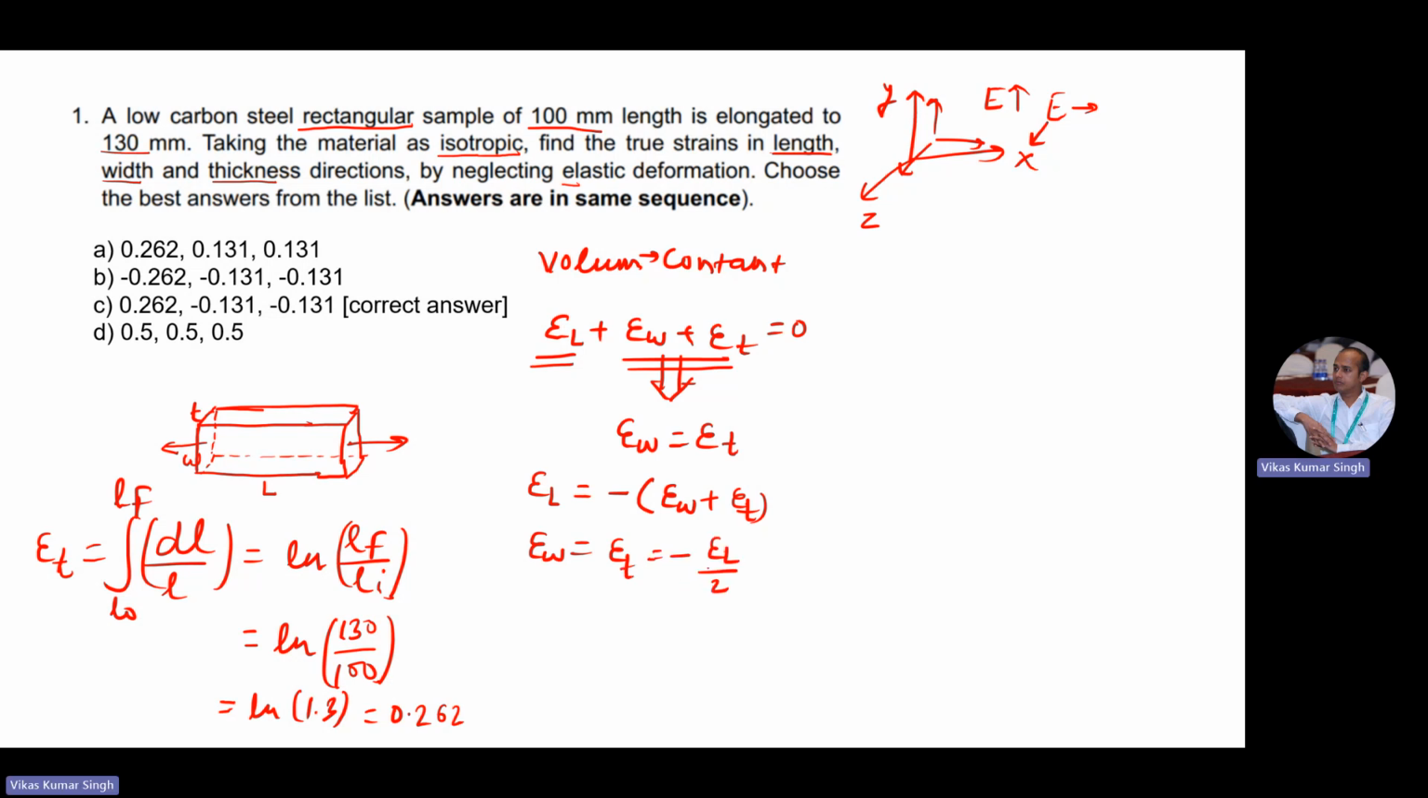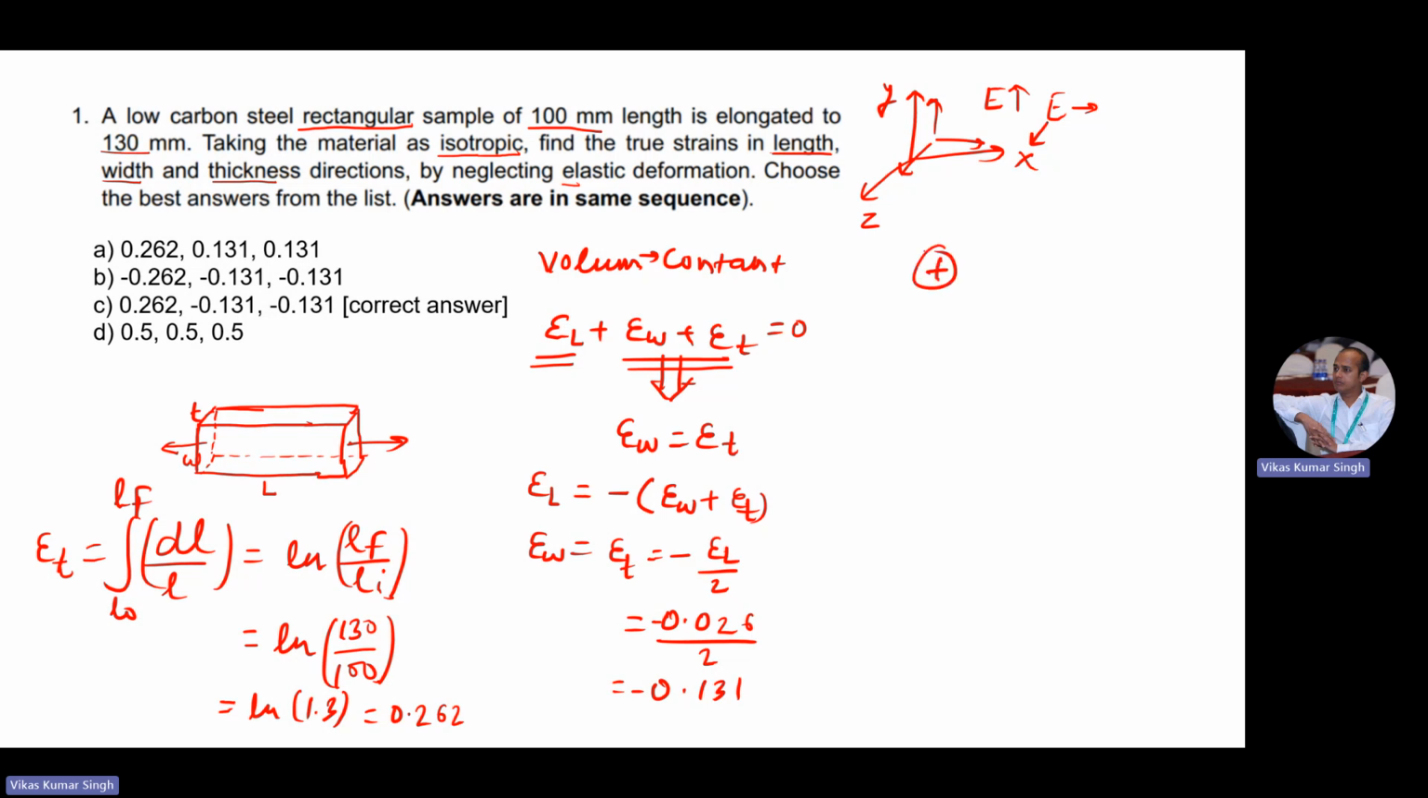Okay, and once we have this value, how much can we write? 0.062 divided by 2, and a minus sign will be there. So this value is going to come as minus 0.131. So now the point is, what does it mean by plus and minus?